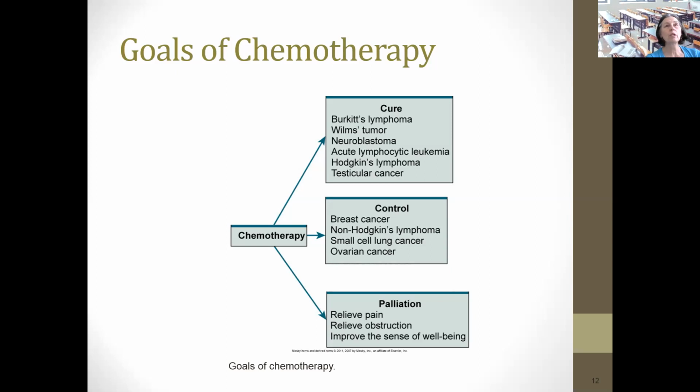We use chemotherapy as control in breast cancer, non-Hodgkin's lymphoma, small oat cell cancers, and ovarian cancers. And palliation, if we can't get cure or control on our cancers, like especially pancreatic cancer, some of the other lung cancers, including small oat cells sometimes. We'll use it to relieve pain, relieve obstruction, improve the patient's sense of well-being, and just how they feel by shrinking the tumor, making the tumor less active in their body.